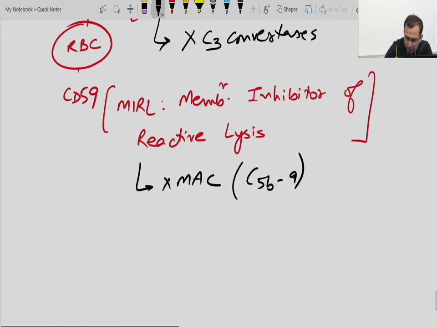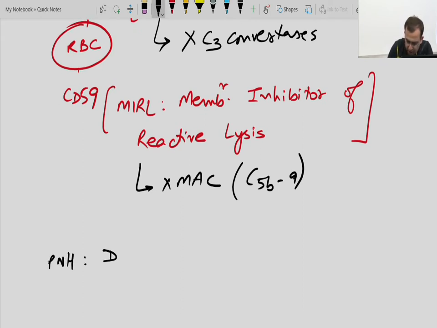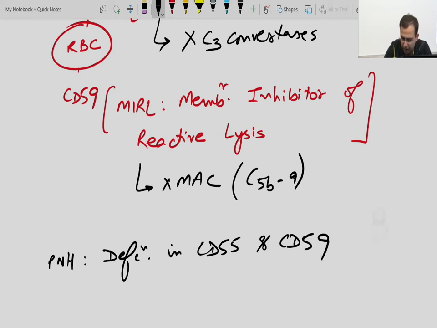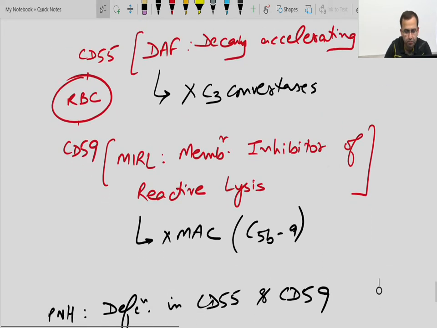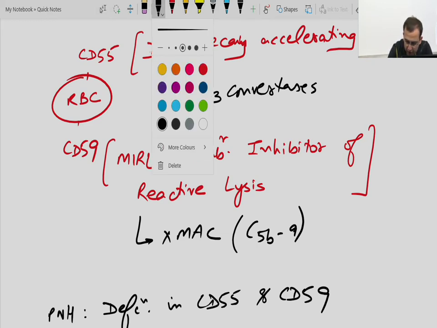Next point, patients of PNH are deficient in CD55 and CD59. So in them, when the complement is activated, it in turn leads to hemolysis. This is PNH. PNH is deficient in CD55 and CD59.